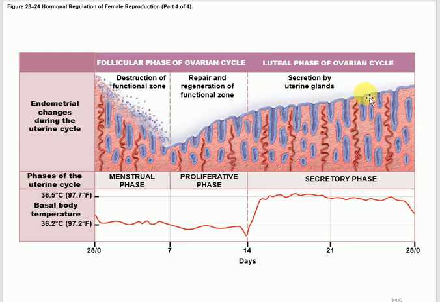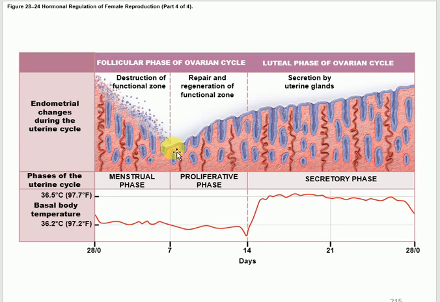First half is two parts. Functional zone is going to slough off, destroy menstruation. Until here, there is no functional zone. At this time, estrogen will come, and look, now we are here. This is called the menstrual phase right here until this point. So slough off, slough off, slough off, slough off. Until this point, the functional zone is gone.